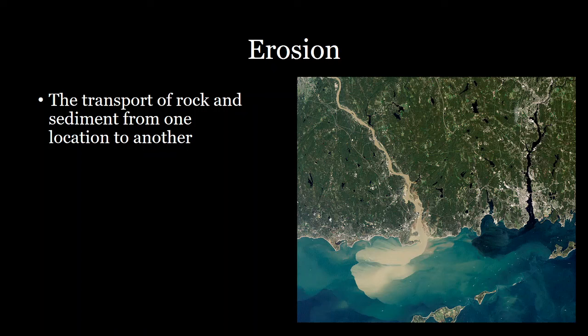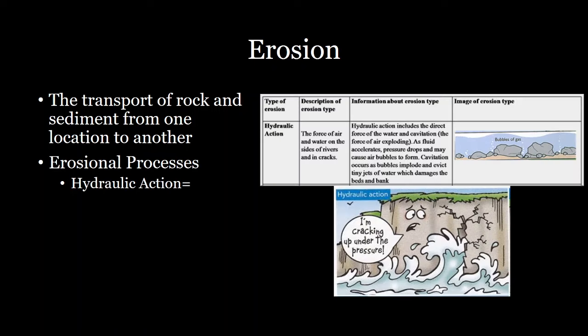So where we left off, we had just talked about weathering and mass wasting processes. And now we're going to talk about erosion specifically. So erosion is the transport of rock and sediment from one location to the other. So after it's been mass wasted and gets off of the hill slope, then it gets eroded and moved somewhere where it eventually gets deposited.